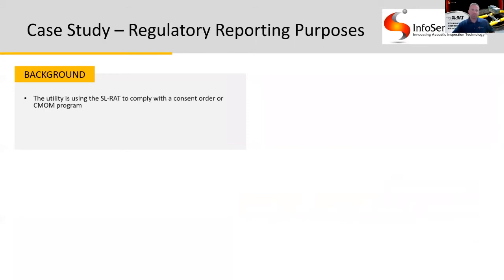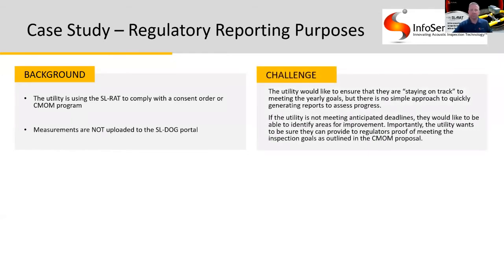In this next example, the utility is using the SLRAT as part of complying with regulatory needs, a consent order or CMOM program. Measurements are not uploaded to the SLDOG portal. The utility would like to ensure that they are staying on track to meeting the yearly goals, but there is no simple approach to quickly generating reports to assess their progress. If the utility is not meeting anticipated deadlines, they would also like to be able to identify areas for improvement. More importantly, the utility wants to be sure they can provide to regulators proof of meeting the inspection goals as outlined in the CMOM proposal.